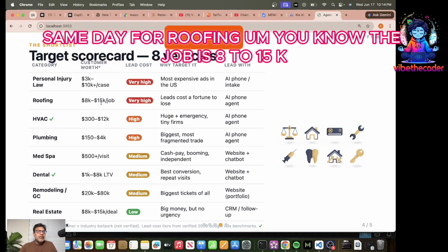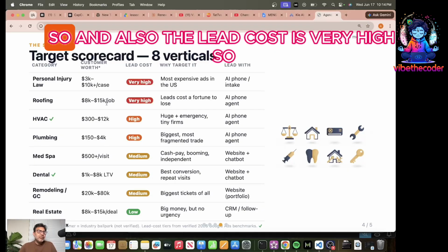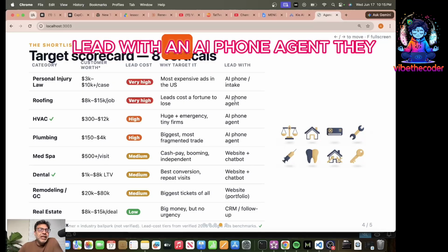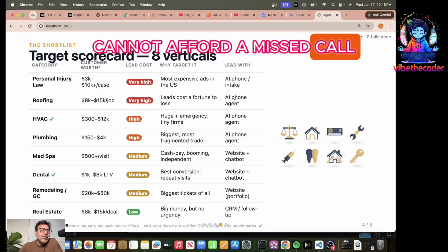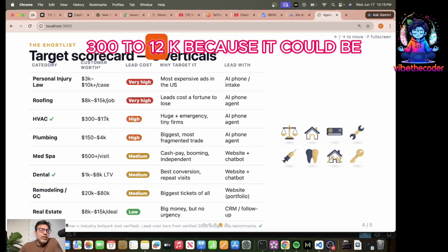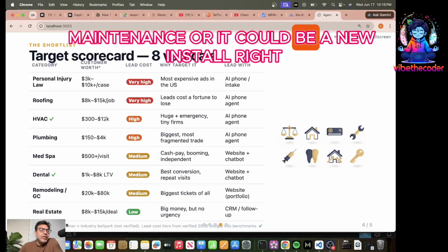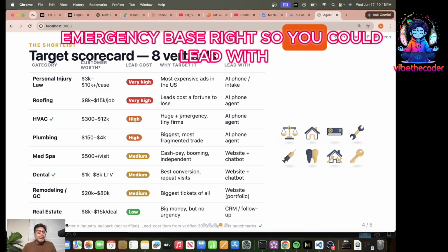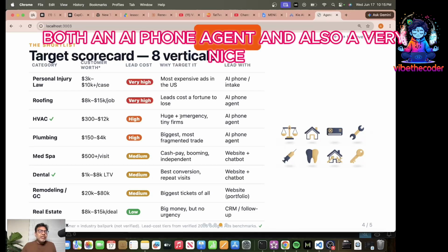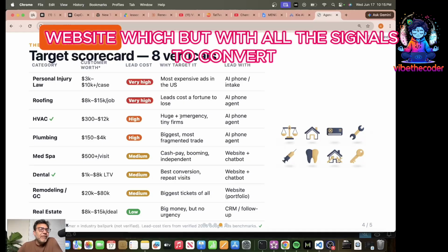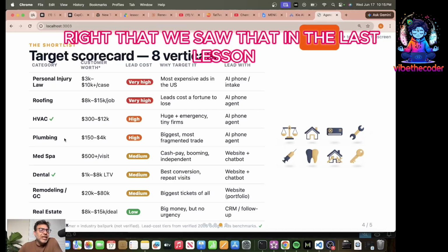Same way for roofing, job is 8 to 15K, and the lead cost is very high. So pretty much the same idea here. Lead with an AI phone agent, they cannot afford a missed call. HVAC, even though it is lower, 300 to 12K, because it could be maintenance or a new install, but mostly it is emergency based. So you could lead with both an AI phone agent and also a very nice converting website. Remember, we built a website with all the signals to convert, that we saw in the last lesson.